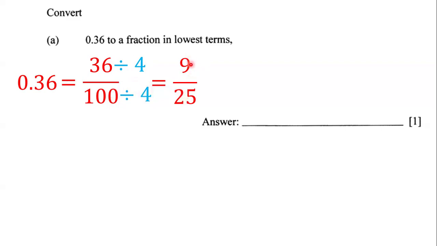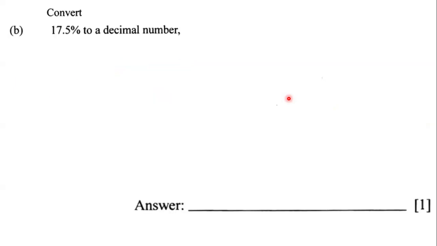Now let's look at 9 and 25. Is there a number that we could use that could go into both 9 and 25? The answer is no. 9 over 25 is 0.36 expressed as a fraction in lowest terms. Now let's move on to the next question.